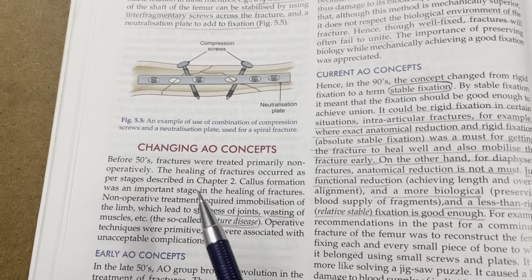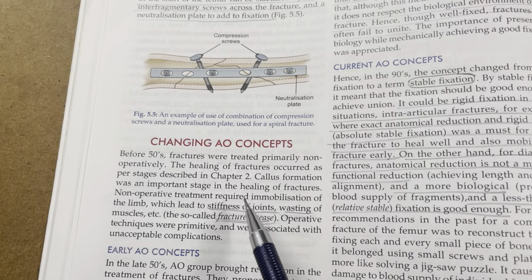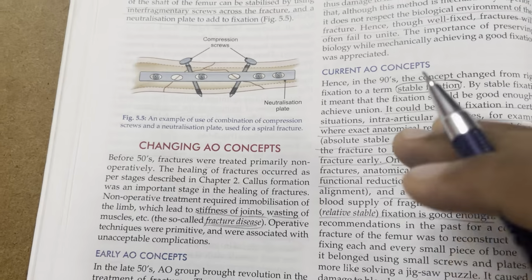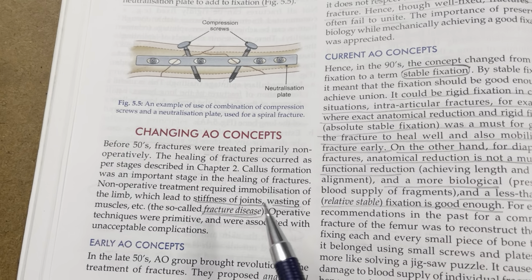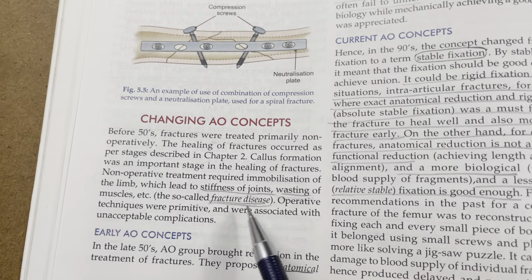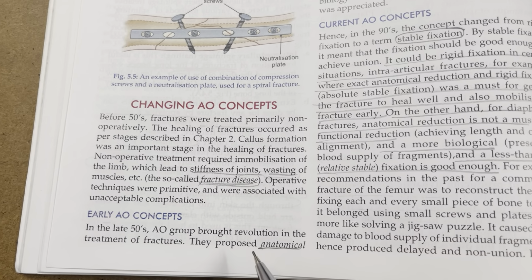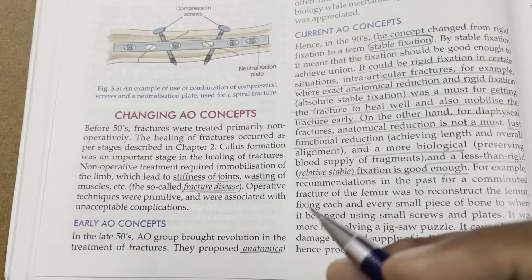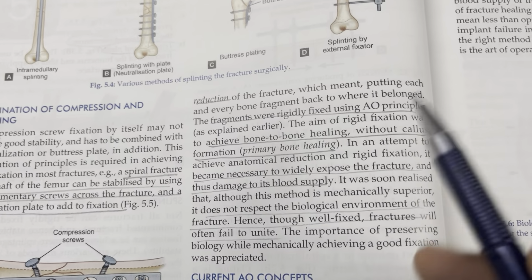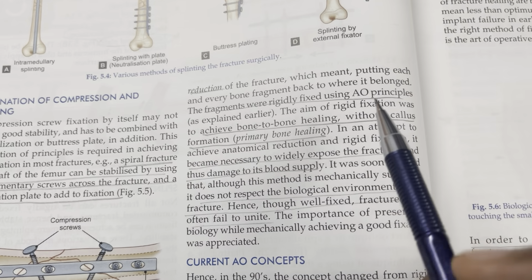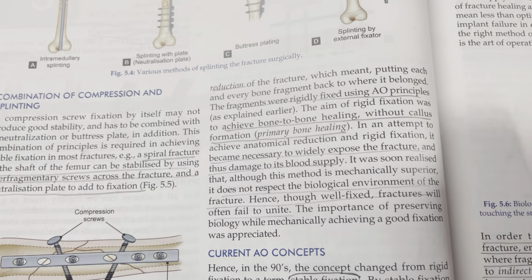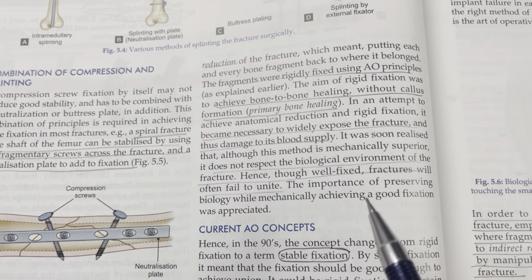Before the 1950s, non-operative treatment was an important thing. You just depended on callus formation for healing of the fracture. This, however, led to stiffness of joints and wasting of muscles, so-called fracture disease. In the late 50s, the AO group proposed anatomical reduction of the fracture. The fragments were rigidly fixed using AO principles. The aim was to achieve bone-to-bone healing without any callus formation. So it is primary bone healing.